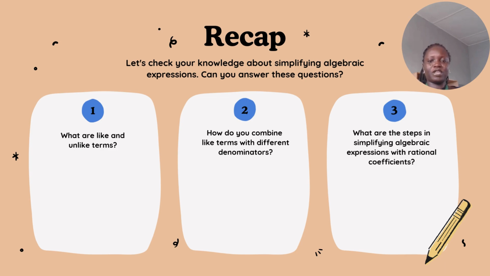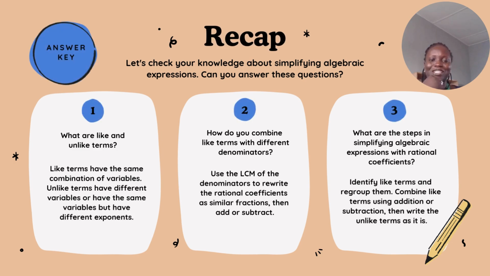So let's do a brief recap. Let's check your knowledge about simplifying algebraic expressions. Can you answer this question? Question number one, what are like and unlike terms? Question number two, how do you combine like terms with different denominators? Question three, what are the steps in simplifying algebraic expressions with rational coefficients?